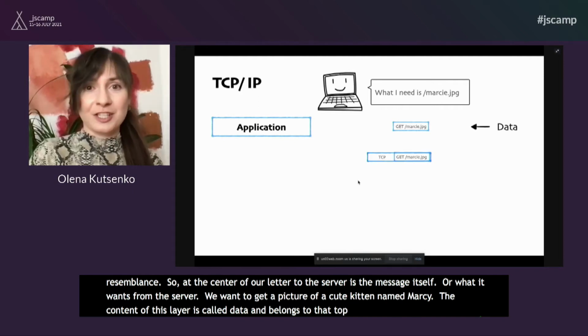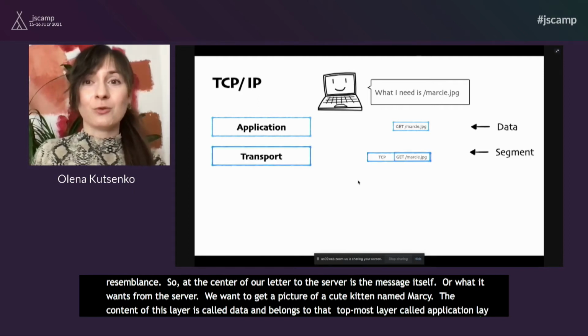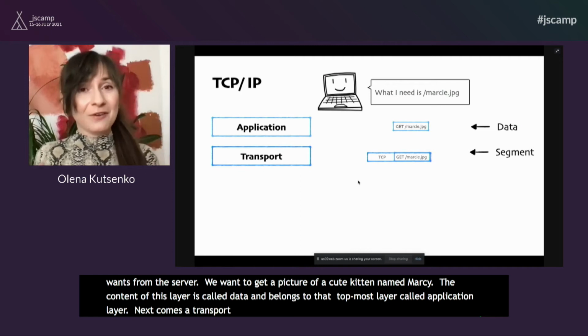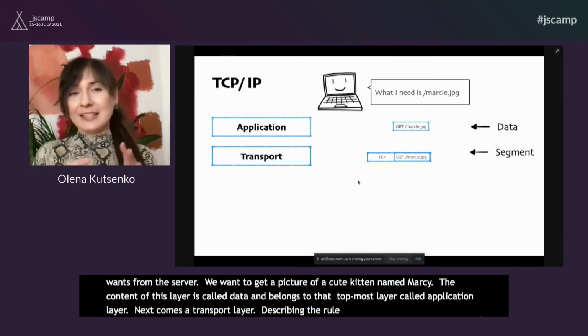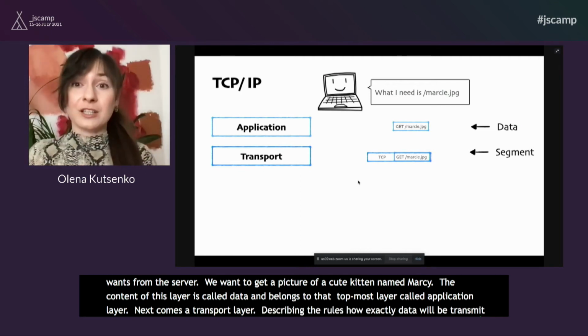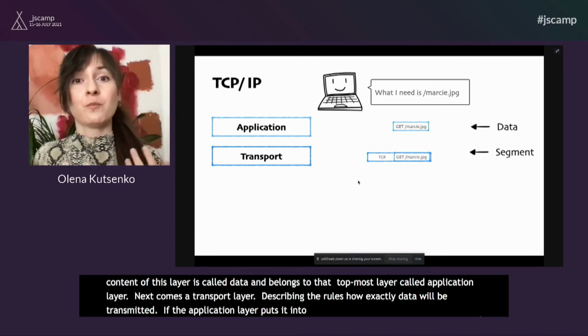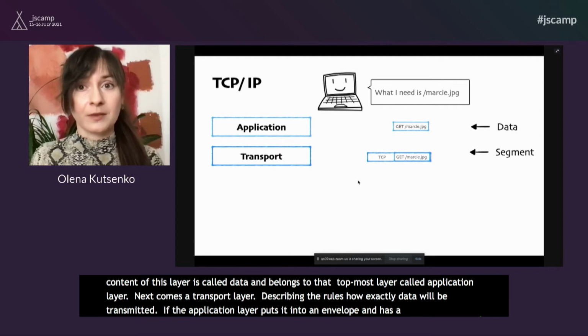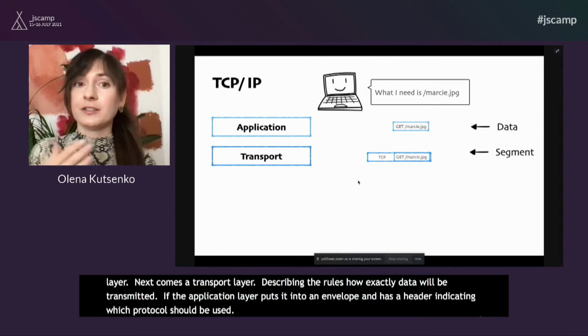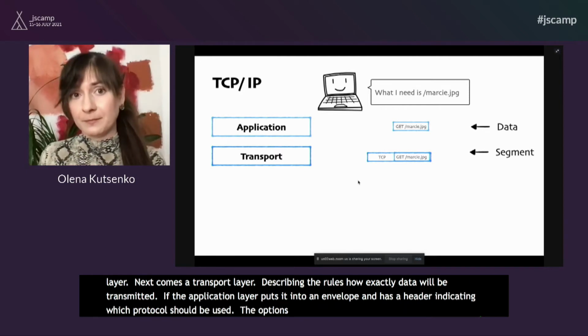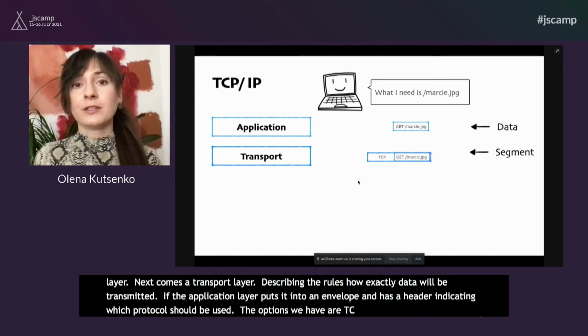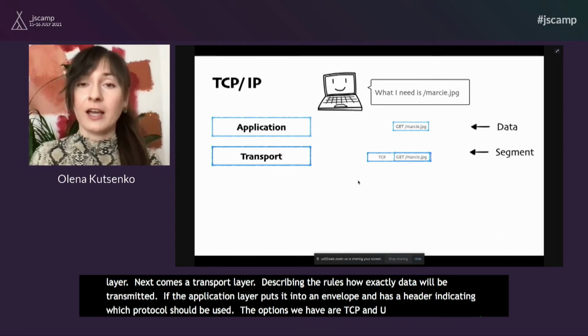Next comes the transport layer, describing the rules for how exactly data will be transmitted. It takes the application layer, puts it into an envelope, and adds a header indicating which protocol should be used. The options we have are TCP and UDP. And we will talk about TCP in particular a tiny bit later.